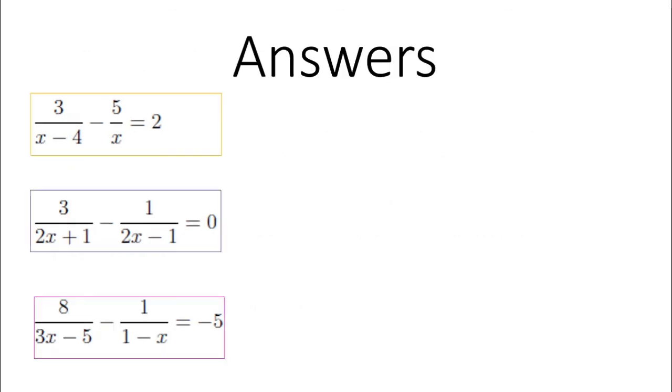Here come the answers. I've color-coded them again here, orange, blue, and purple. The answer to the orange one is x equals 5 or x equals minus 2. You can try those 2 answers by substituting them in here, and they should give you the answer 2. So I put 5 in here and 5 in there, and that gives me an answer 2. Or I put negative 2 in here and negative 2 in there, and that gives me an answer of 2.